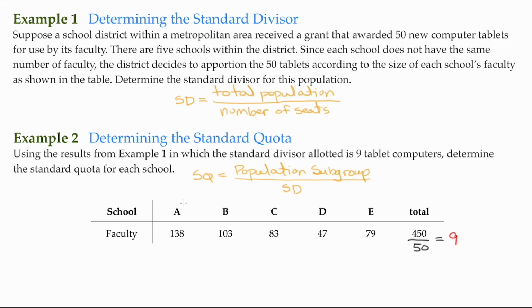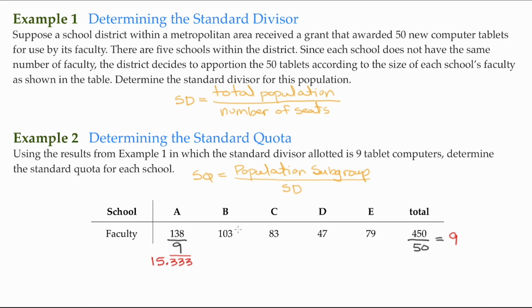So our subgroups are the individual faculty for each school, A, B, C, D, and E. So then we simply divide each amount of faculty for each school by the standard divisor. This is the population of the subgroup. Our subgroup is school A. We divide that by the standard divisor. 138 divided by 9 is 15.333, and I'm going to put this bar over it. This bar means that this pattern here repeats, so it's 15.3333 indefinitely.